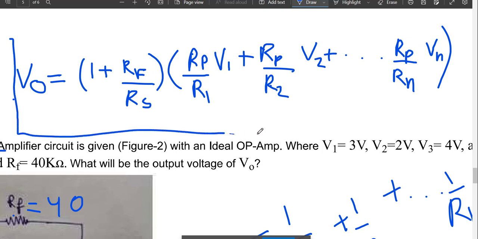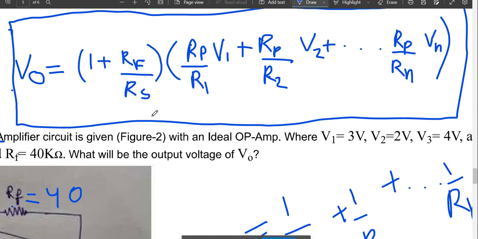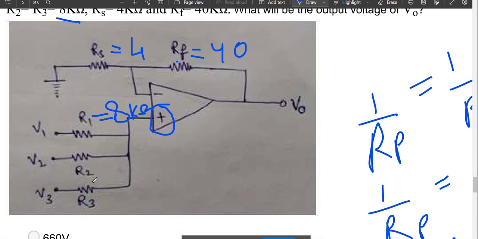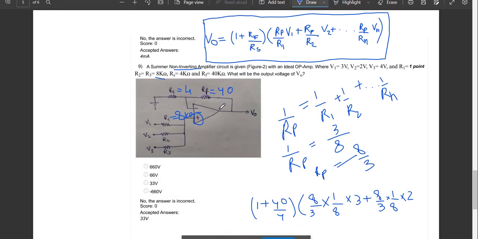Is there any doubt you have? No, ma'am. Now here R_P is the resultant resistance for all these resistors connected in parallel. So 1 upon R_P is equal to 1 upon R1 plus 1 upon R2 plus and so on up to 1 upon Rn. We put this in and we get R_P equal to 8 by 3. Do you have any doubt till here? No, ma'am.